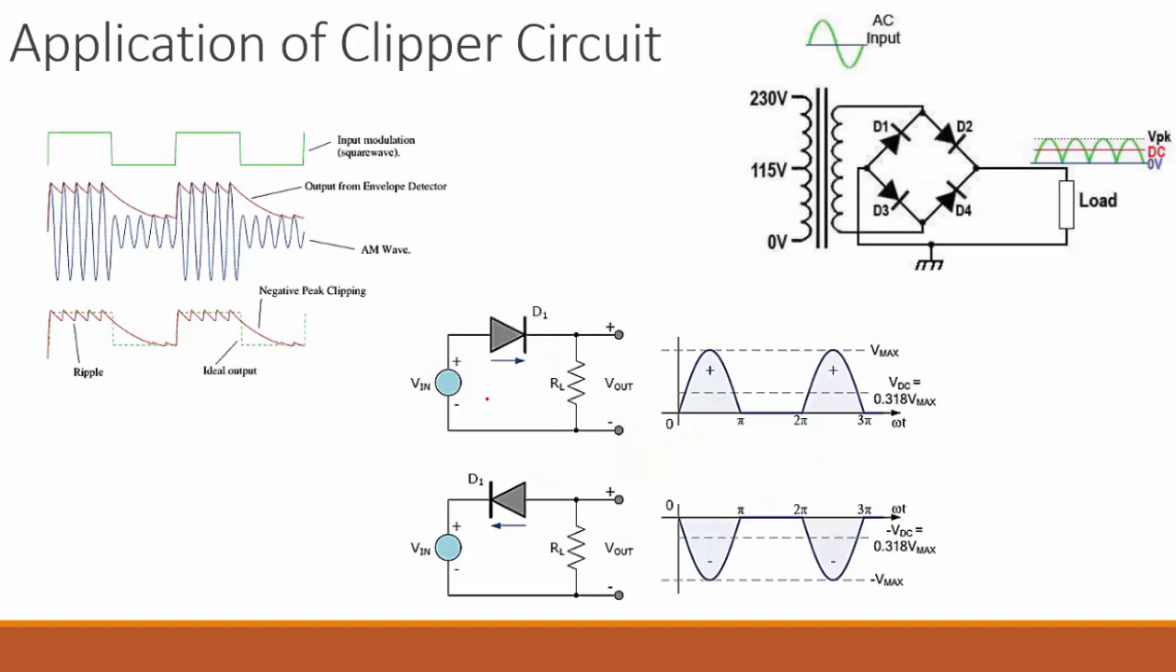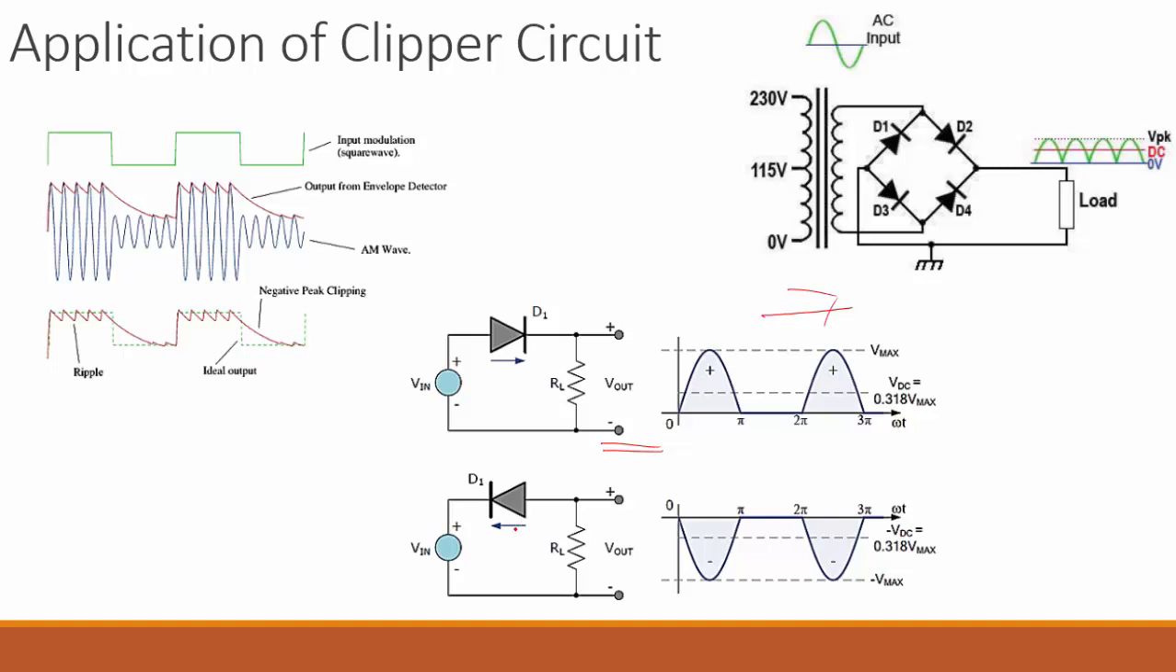There are a few applications of the Clipper circuit. This one is nothing but a rectifier, the full wave rectifier and the half wave rectifier, which are made of diodes. Here, if you look at the circuit, it is a half wave rectifier. If you apply the AC signal to the half wave rectifier made up of a diode and resistor, and measure the output across this resistor, what will you get? The negative part will be clipped and only the positive cycle will come. That's why we call this circuit a negative Clipper.